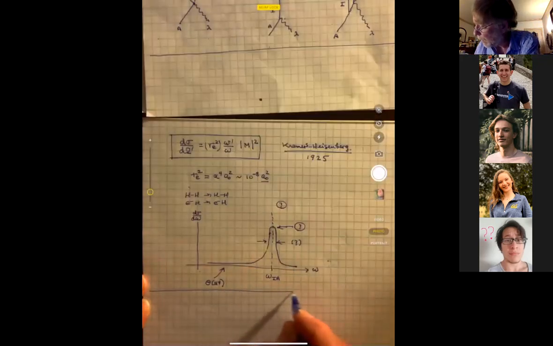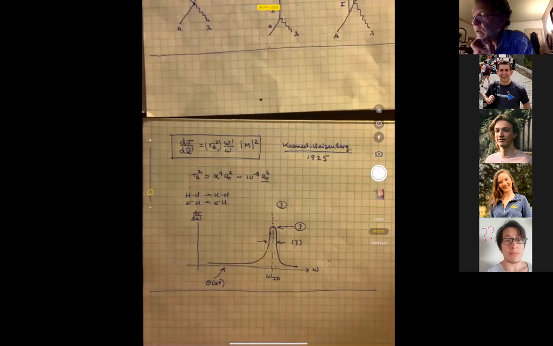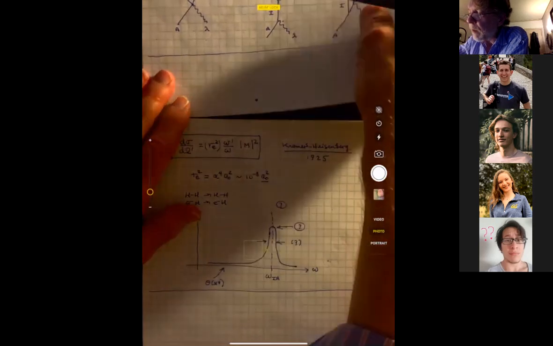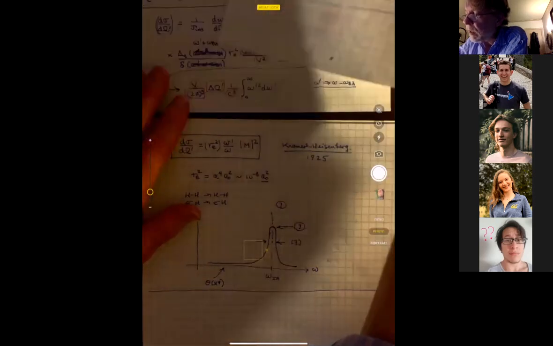All right, I'll return to this later, but for now, what I want to do is to say some things about the Kramers-Heisenberg formula in more general terms.